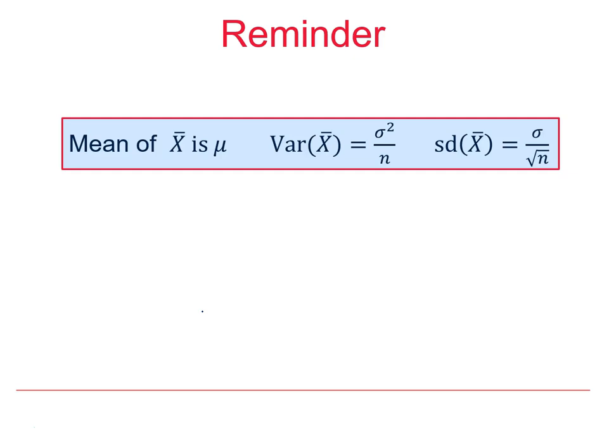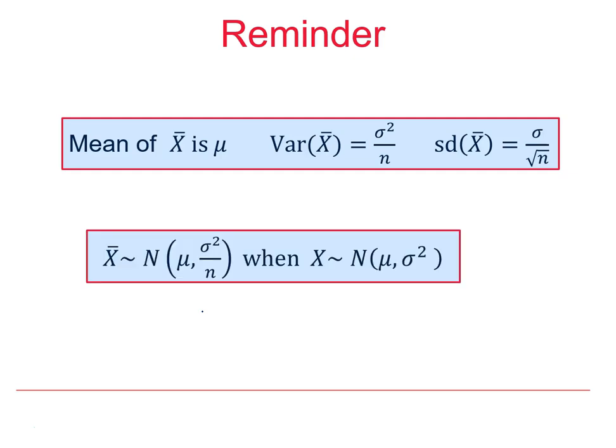So a quick reminder from what we looked at in the first video in this series: when we are looking at a population that's normally distributed, with mean mu and variance sigma squared, the sample means are also normally distributed, with mean mu, the same as the original population, but variance sigma squared divided by n.